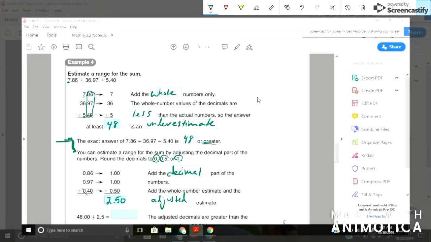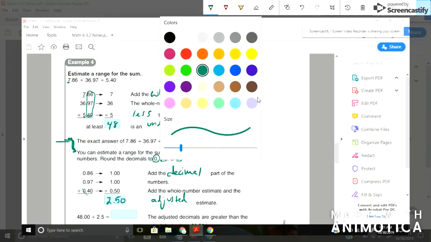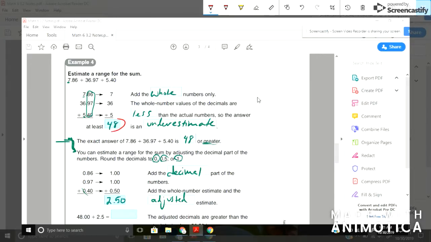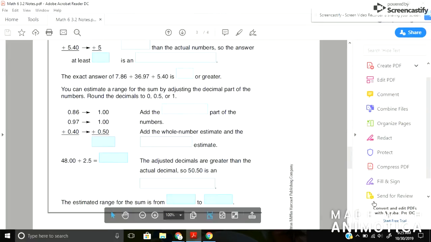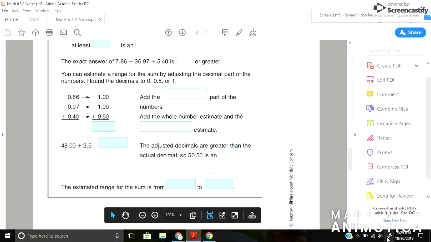Add the whole number estimate and the adjusted estimate. So in other words, we're going to take what we found in the first part where we just used the front end of our numbers, and then the second part where we estimated just the decimal portions, and add those together. So 48 plus 2.5 will give me 50.5 or 50.50. Okay, so that would be an example of how to do a front end estimation and also find your range there.